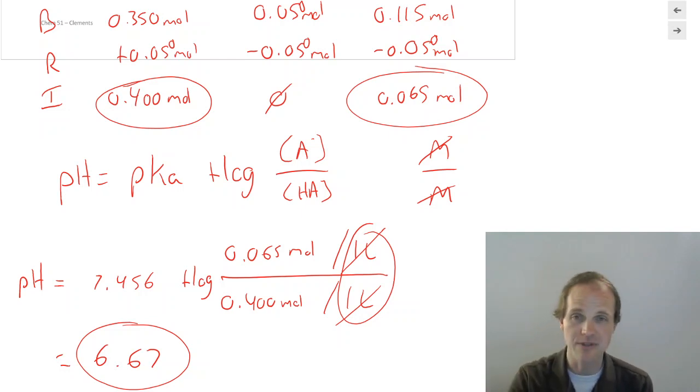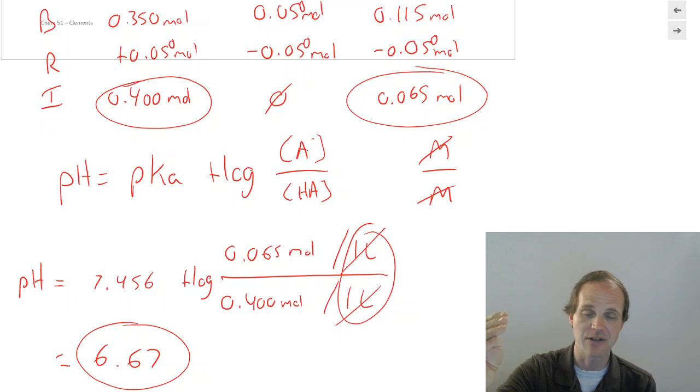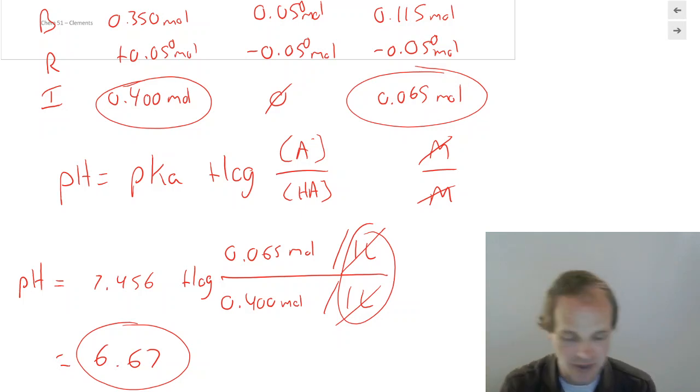Okay. But the cool thing we learned here is when you're using the Henderson-Hasselbalch equation, you can either use moles or you can use molarity, and that's going to be really useful going forward.